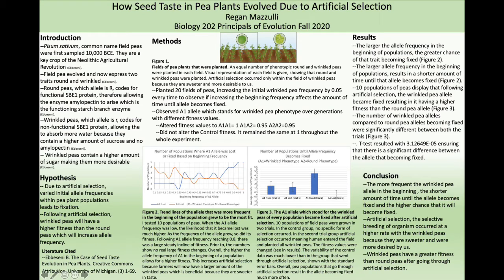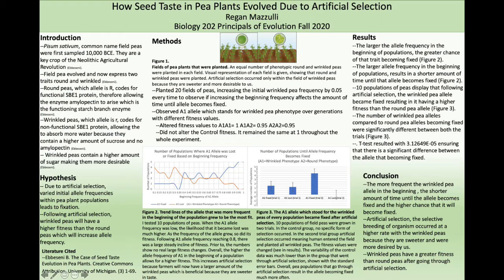So we did this, and we changed the genotypic fitness values. A1A1 was 1, A1A2 was 0.95, and A2A2 was also 0.95. So in this case, the A1A1 genotype stands for wrinkled. And due to the fact that the wrinkled peas have the recessive allele, the A1A2 would result in round peas, and the A2A2 would also result in round peas. We started with a control, and we kept that fitness at 1 throughout the whole experiment.